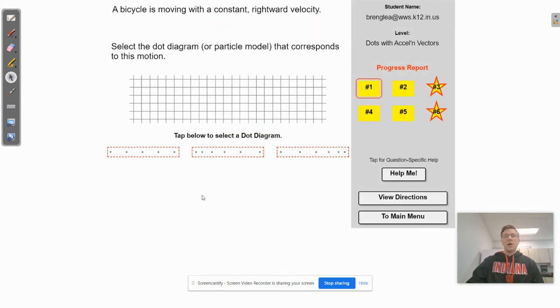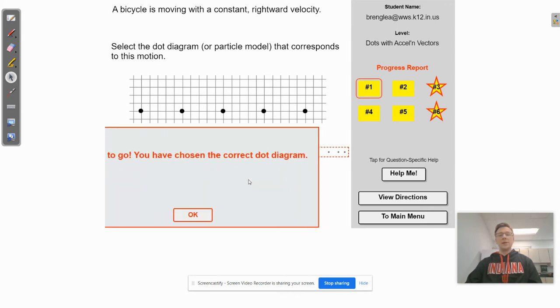Okay, great. This will be our last one. You can do the rest on your own. This says a bicycle is moving with a constant rightward velocity. So if it's a constant velocity, obviously the distance covered each second will be equal. So we'll choose this dot diagram.